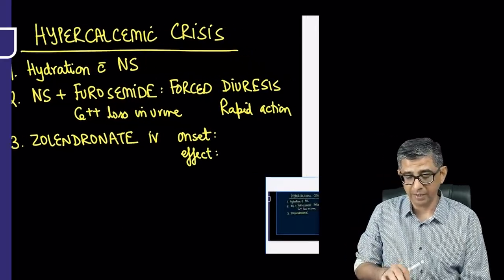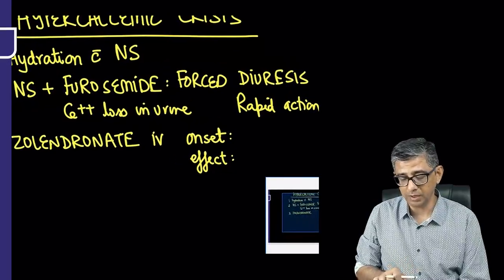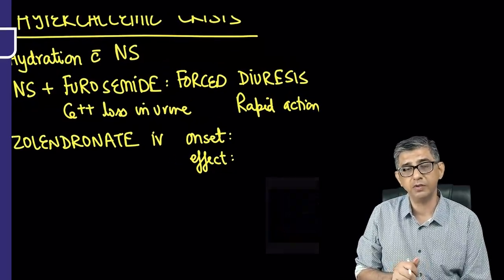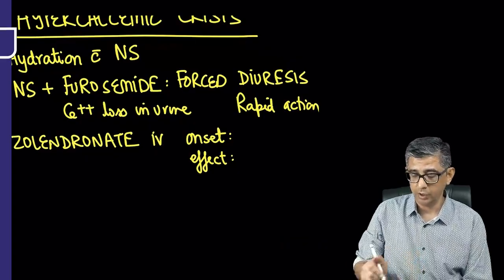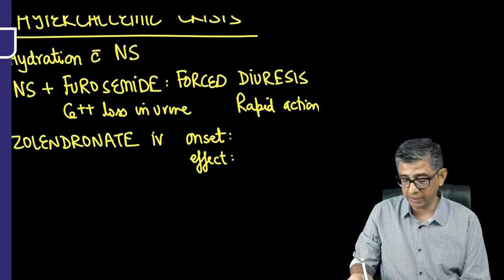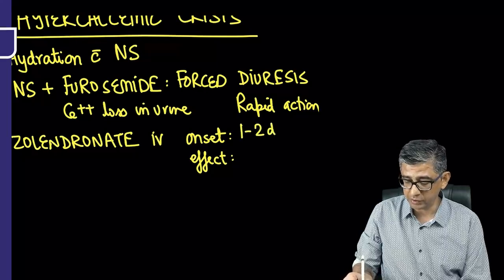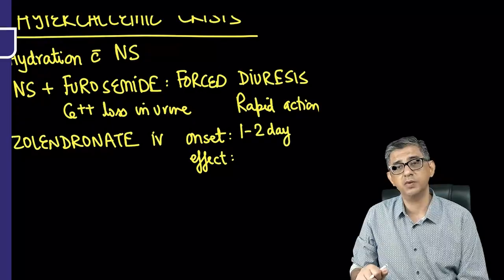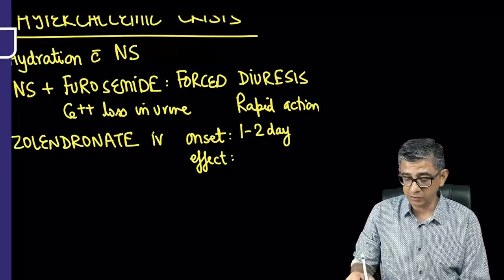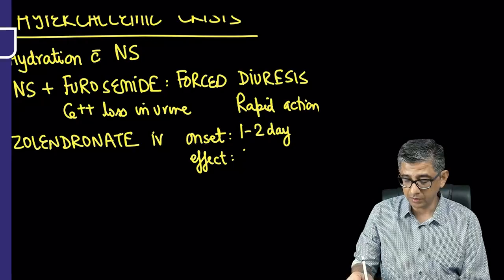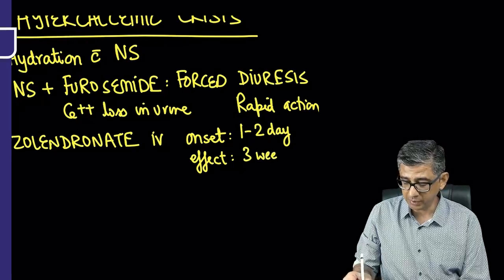You see, I was buying time for my patient by using normal saline with furosemide, which will have a rapid onset of action. The onset of zoledronate will take at least 24 to 48 hours. The same is the case with pamidronate. The advantage will be that this effect will last for approximately 3 weeks.